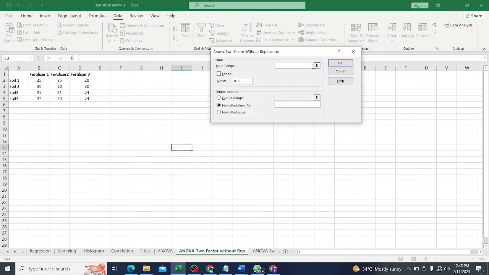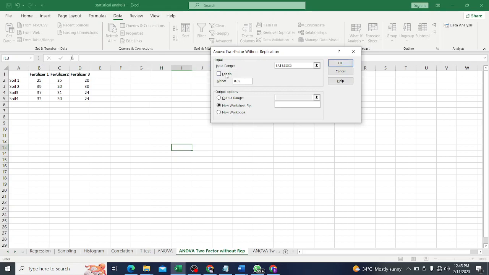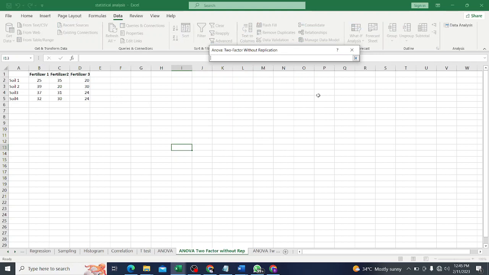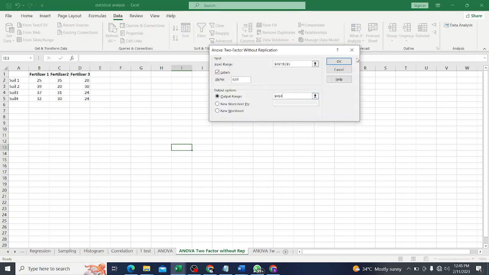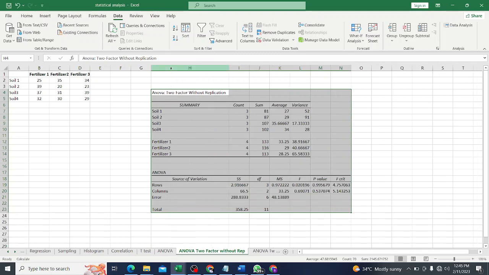Now it asks for the input range, so we select everything together. Once that is done, we select labels to show that the first row and the first column are labels. Then our alpha is 0.05 and for our output range, we will select a particular cell where our result will be displayed. So everything is set now. We click OK.